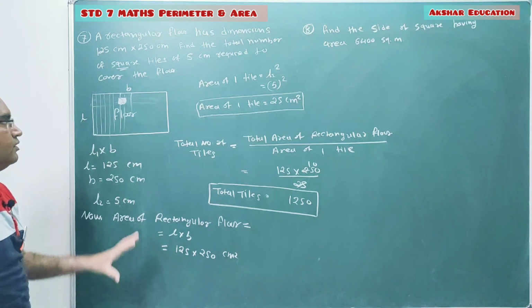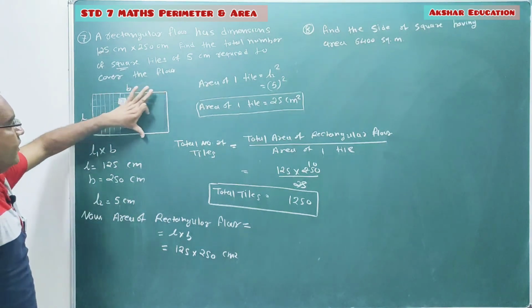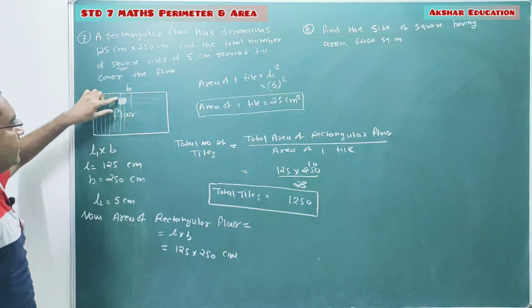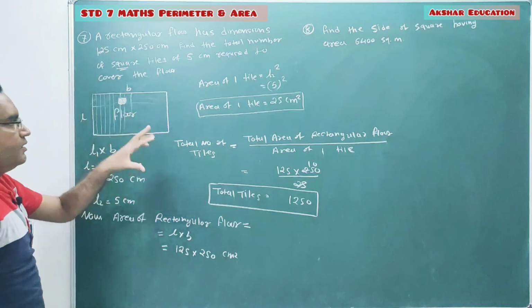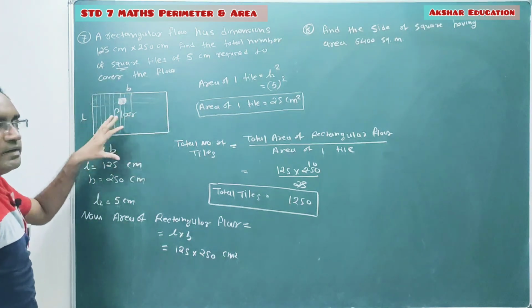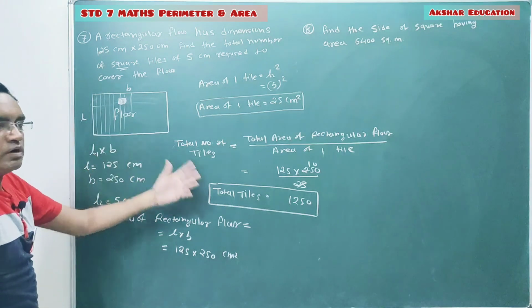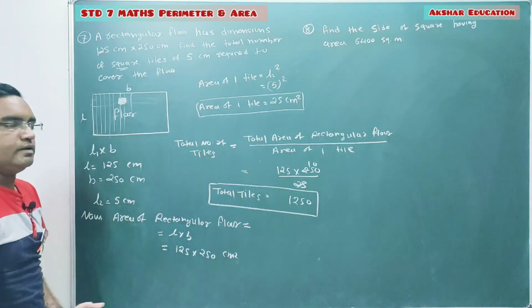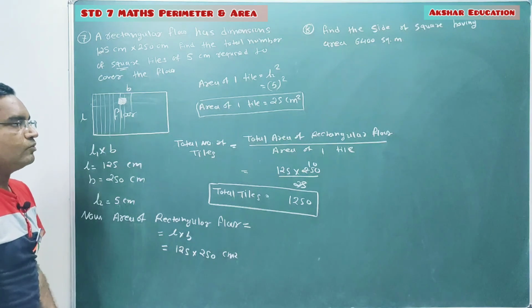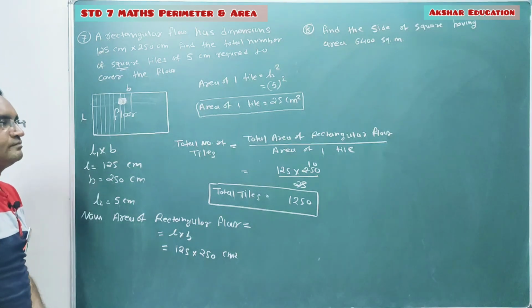Clear, students? So you have to find the area of this floor, you have to find the area of one tile, and you have to divide the area of this rectangular floor by the area of one tile. You will get the total number of tiles required to cover this area. So pause the video and note it down.